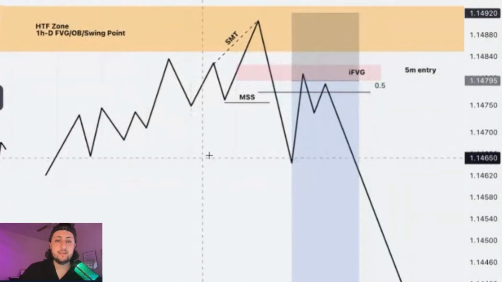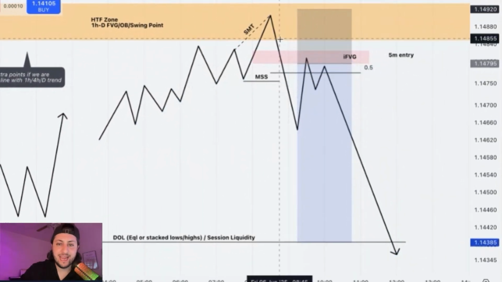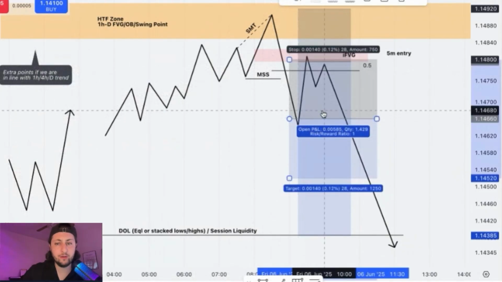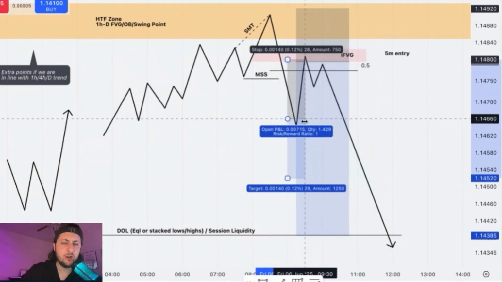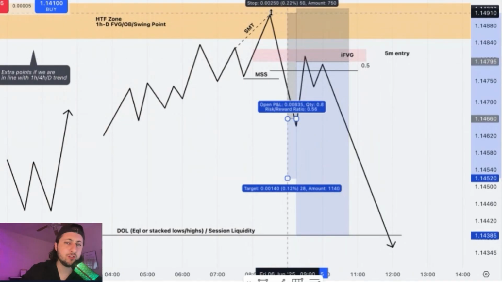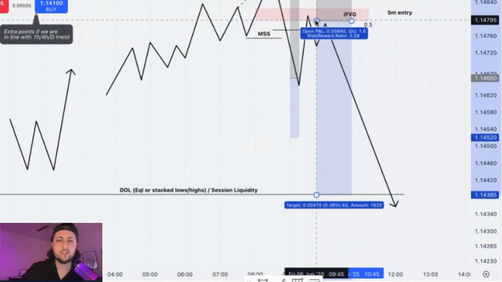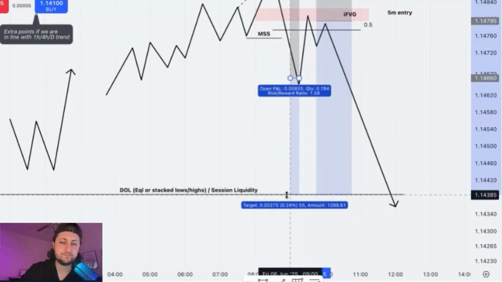So what you can do is, let's say sometimes the candle that inverts that fair value gap can be really overextended. Like it might be all the way down here. Maybe you don't want to enter that low, right? Because you're almost guaranteed to get a pullback, right?